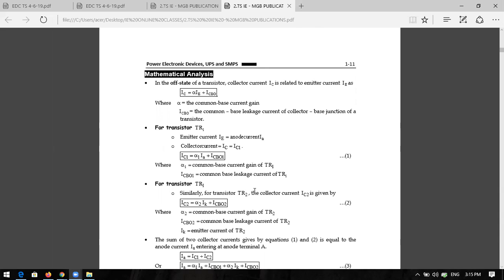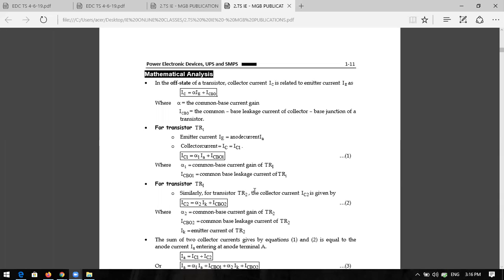So let us consider, in the off state of a transistor, the collector current is IC. The relation between IC and IE we already know: IC equals alpha times IE plus ICBO. What is the meaning of ICBO? It is the reverse saturation current or common base leakage current of the collector to base junction of a transistor.